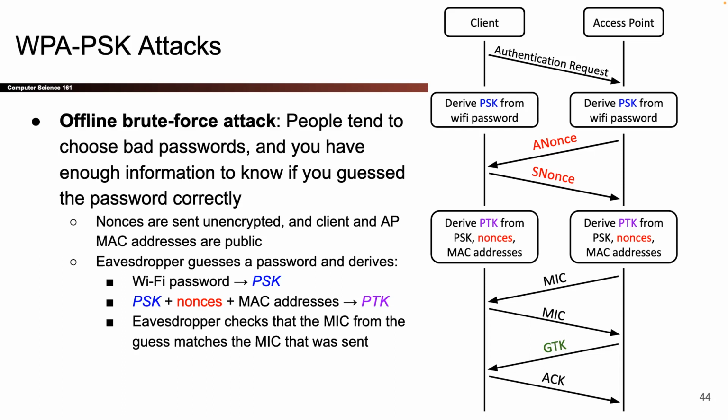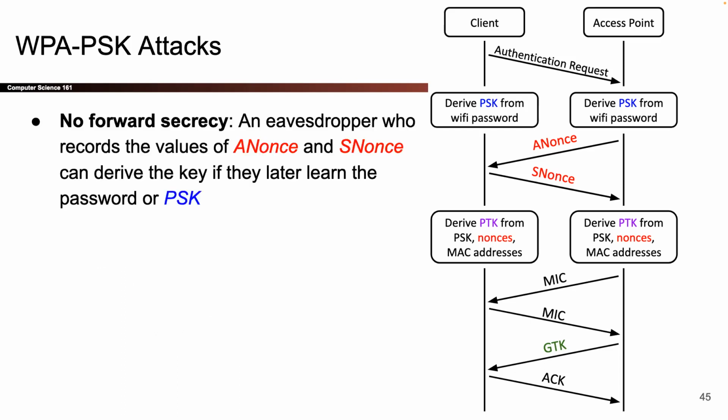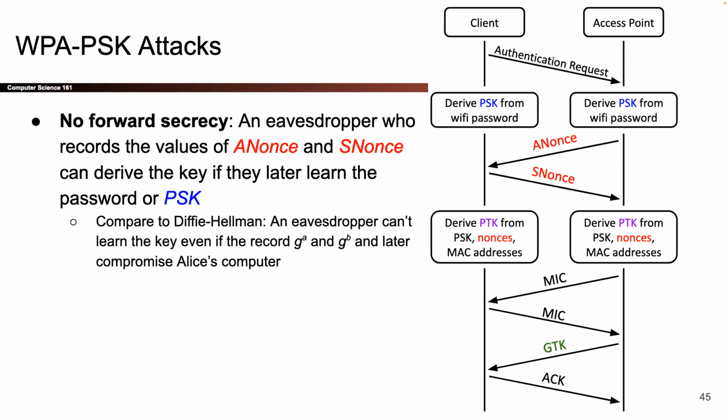It gives you a tool that you can use to make a guess and check your guess without talking to the access point, so that you're only limited by your own compute power and you don't have to wait for the access point to get sick of you. Finally, there's no forward secrecy because an attacker can write down these values and the encrypted messages.